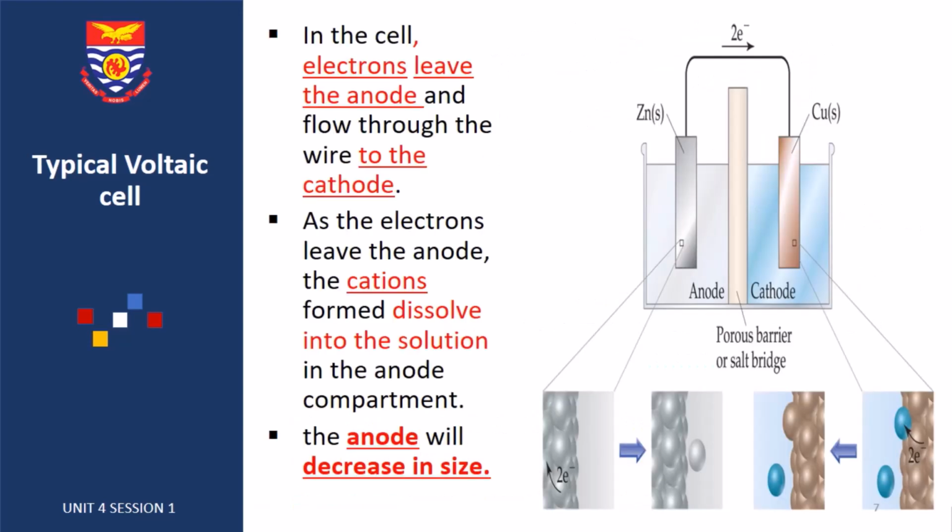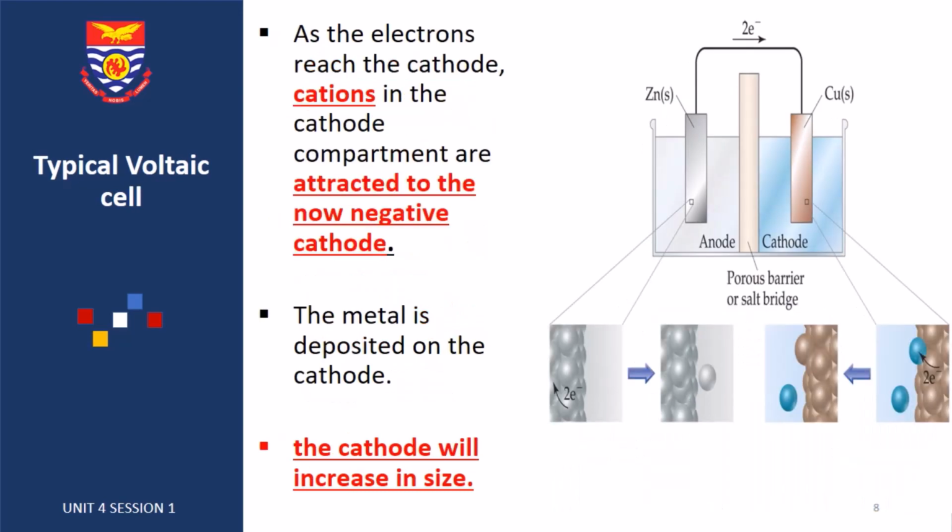Now in the cell, electrons leave the anode and flow through the wire to the cathode. As the electrons leave the anode, the cations dissolve into the solution in the anode compartment. So if the zinc electrode dissolves, what happens? Then the zinc will begin to decrease in mass. As the ions get dissolved, they get deposited on the copper electrode surface, and because of that, the copper cathode increases in size. So basically, the anode always decreases in size and the cathode increases in size.